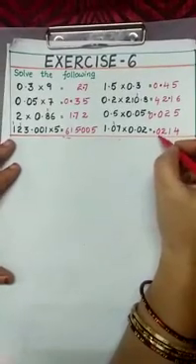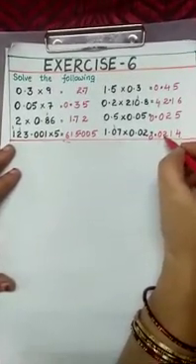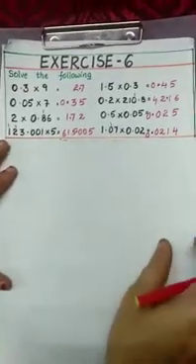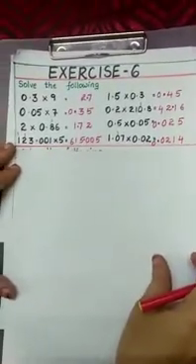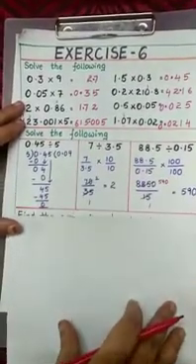Place the 0 in the fourth place and place the decimal. So the answer is 0.0214, which is the product. This is the way we multiply decimal numbers. Now let us solve some divisions.